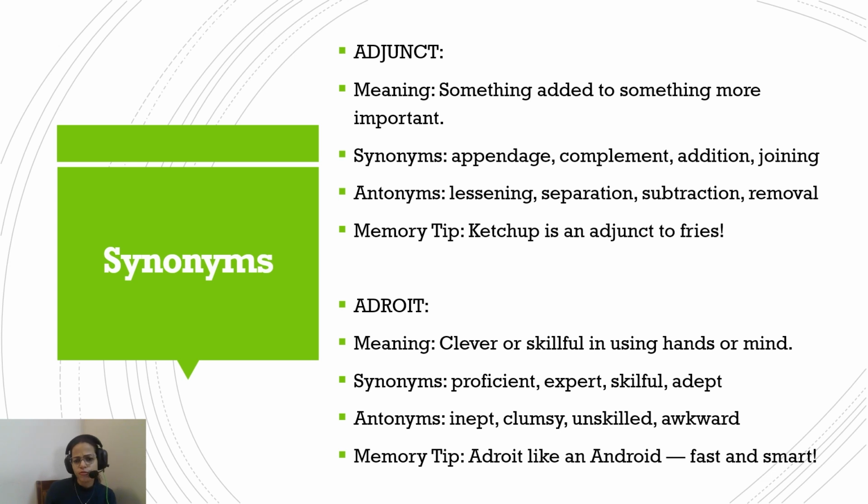Adjunct. Now, adjunct faculty or adjunct judges, you might have heard this term in newspapers or other legal contexts that you must be reading. It means something added to something more important. Adjunct faculty is not the permanent faculty. That faculty is filling in for the faculty who's not coming or something like that. It is of secondary importance, sort of. The synonyms would be appendage, complement, addition, sort of joining. Okay, so sometimes new joinees are called joinees.